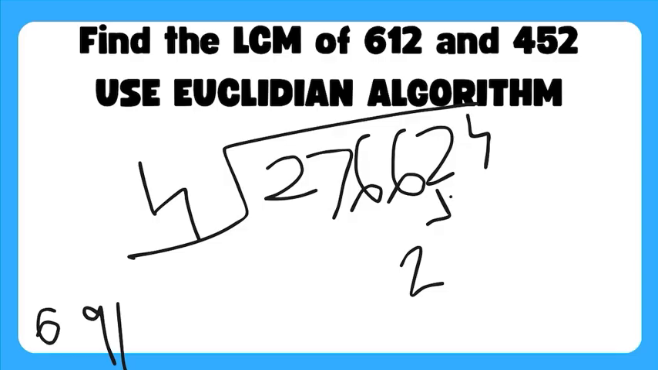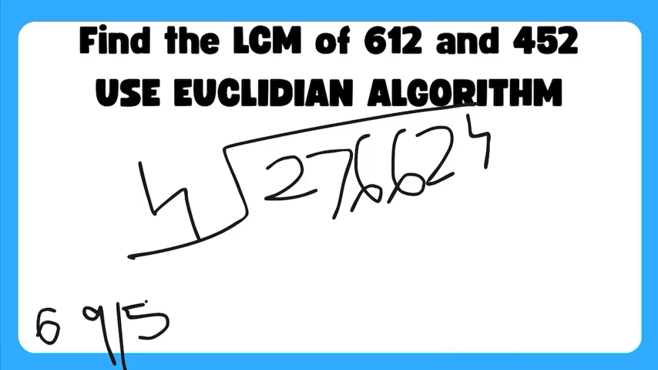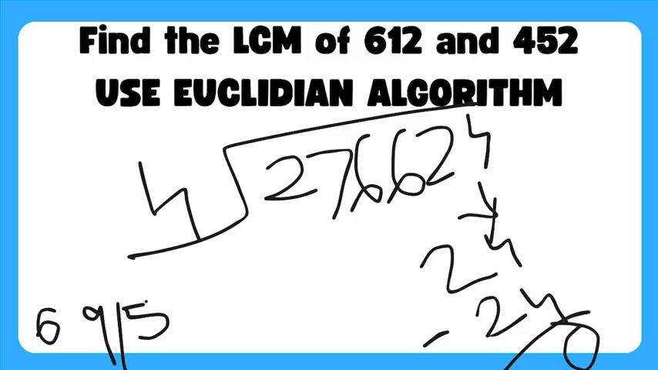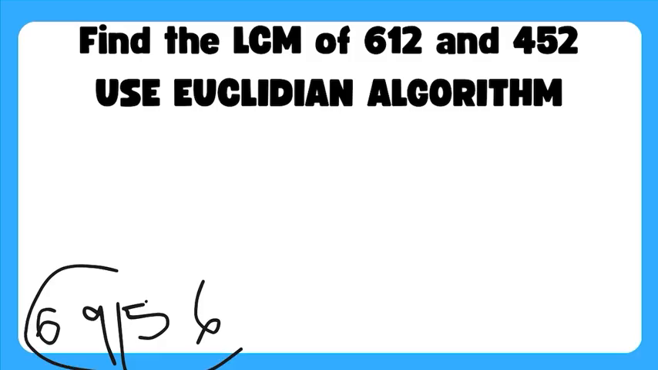But now we bring this 2 down, 22, we can subtract 20 from that, and that gives us a 2 remainder. So that will be a 5 over here, and then there's a 2, we bring this 4 down and subtract 24 from that, and that gives us 0. This is 6. So this is what we get left, 69,156, and this is our final answer. This is the LCM of 612 and 452. If we were to do the other methods, this would take us a very long time. But with this, if you do it properly, you can get the answer very, very fast.